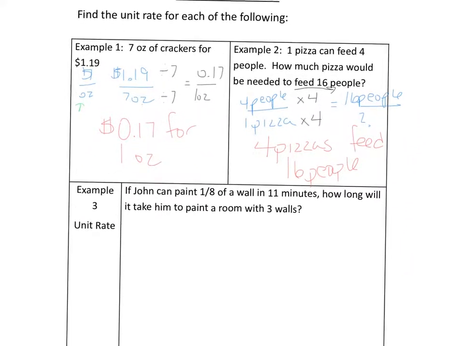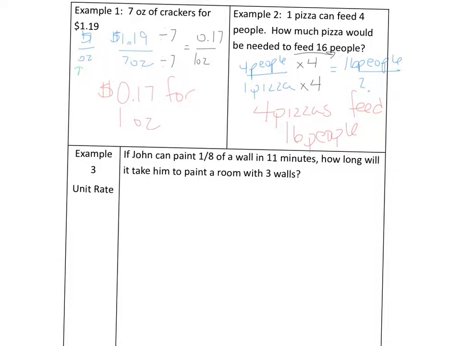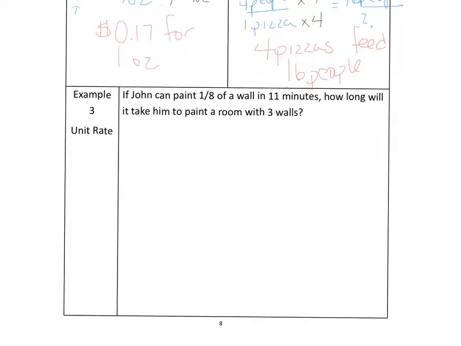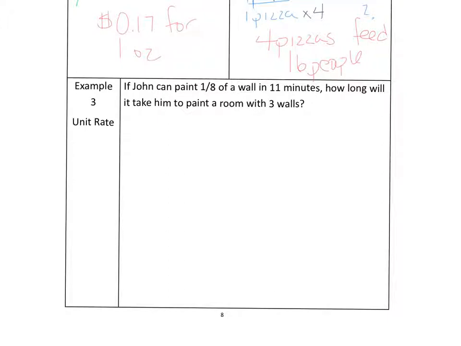Now, that's a way we can use the unit rate. In the first example, we calculated unit rate. In the second example, we used the unit rate. In this third example, we're going to take it up a notch with a slightly more difficult problem for unit rates. John can paint 1/8 of a wall in 11 minutes. How long will it take him to paint a room with 3 walls?